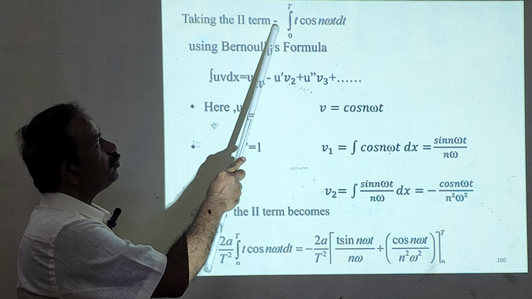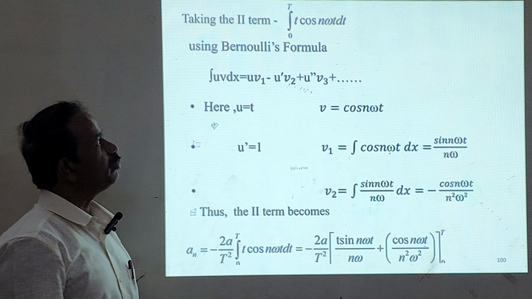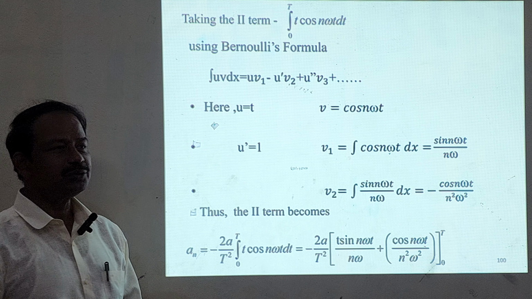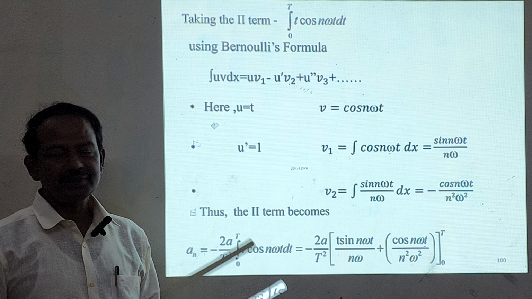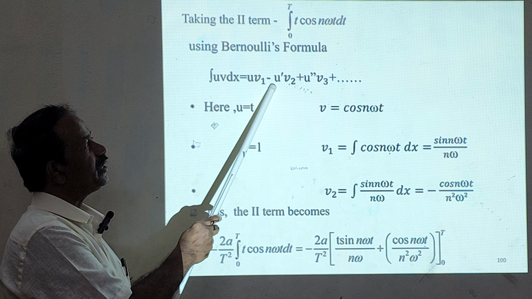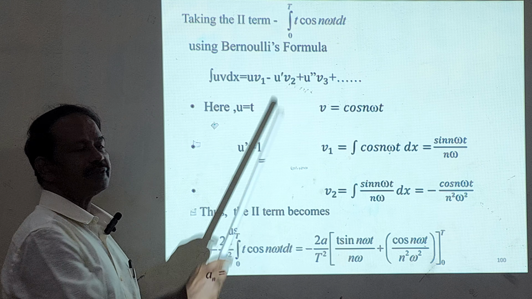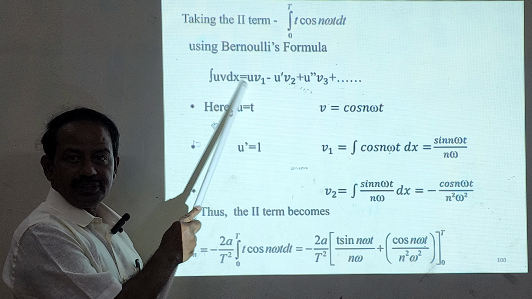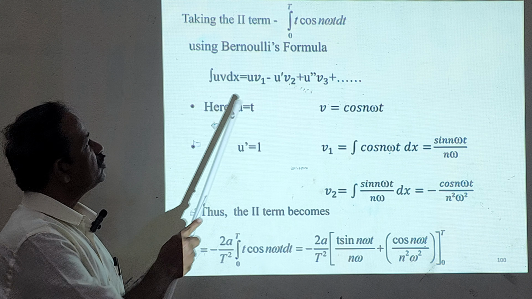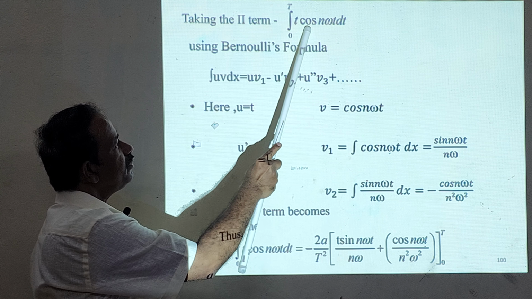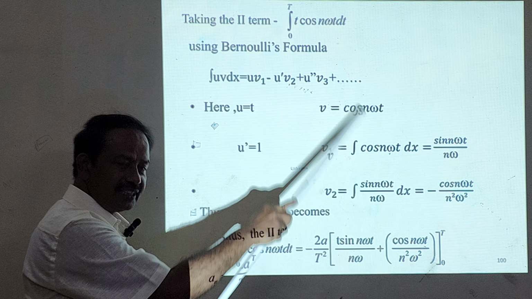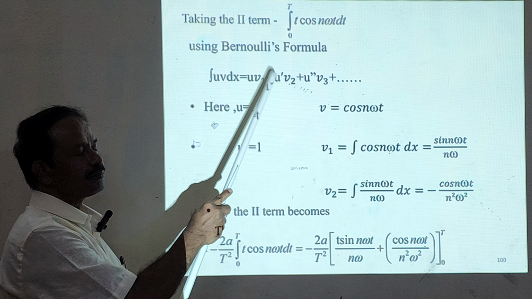Taking the second term will give you integral 0 to T of t cos n omega t dt. So we have two variables here, t and cos n omega t. We have two things, so we will have to use Bernoulli's formula. Bernoulli's formula goes like this: integral of uv dx equals u v1 minus u prime v2 plus u double prime v3. Here u is the differentiation, whereas v is the integration. So you have to remember. Here we take u as t and v as cos n omega t. You have to differentiate u and integrate v, and use Bernoulli's formula.